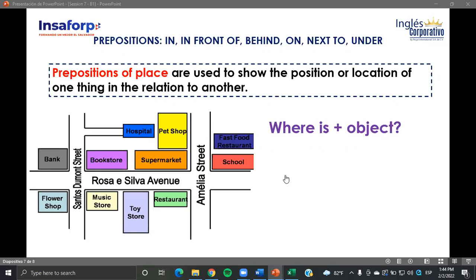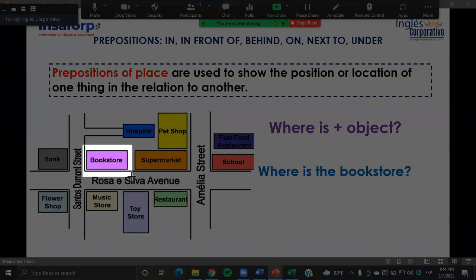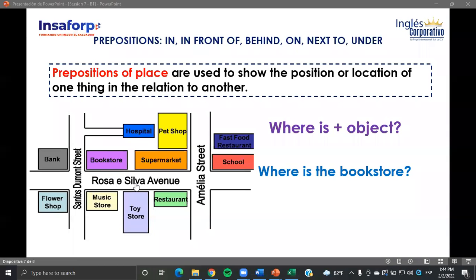So it can be like, again, where is plus the object. But I need you to look at the places, please. Veamos los lugares. How they are positioned. Y prestamos atención también a las calles o las avenidas, ¿verdad? For example, where is the bookstore? First, I need you to locate the bookstore. Okay, the bookstore is over here. Where is the bookstore? The bookstore is next to the supermarket. That is where. We give positions. De esa forma damos, ¿verdad? Guiamos a alguien con el caso, la forma en que está posicionado, por ejemplo, ese lugar.